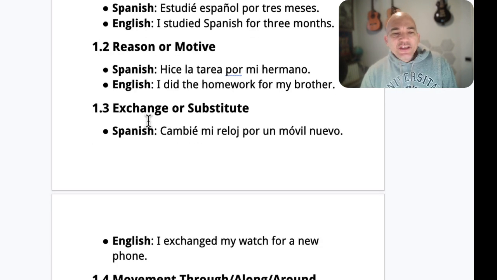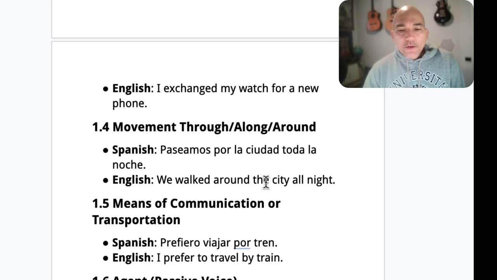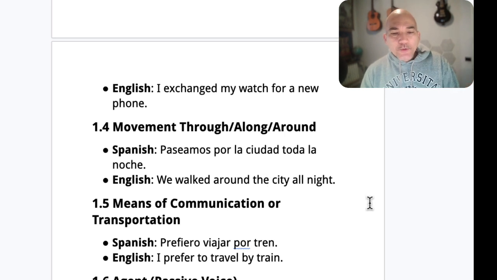Another use case is exchange or substitute. For example, cambié mi reloj por un móvil nuevo. So I exchanged my watch for a new phone. So when you're exchanging or replacing something, you're going to use por. Another thing, movement through, along, or around. For example, paseamos por la ciudad toda la noche. We walked around the city all night.